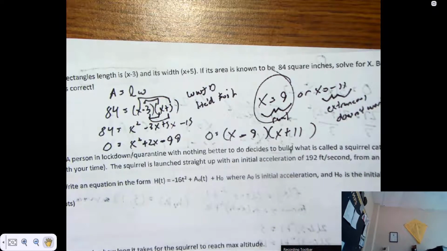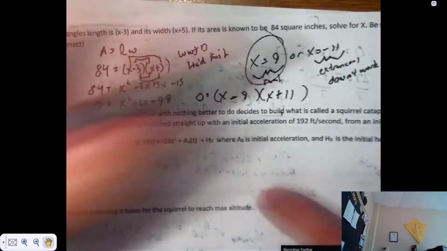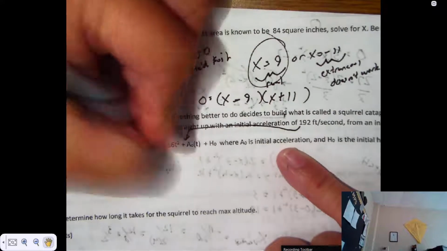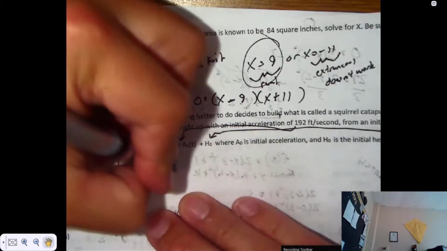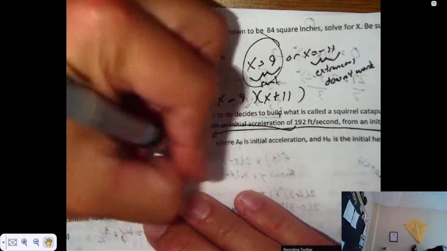All right, 17. Person in lockdown or quarantine with nothing better to do decides to build what's called a squirrel catapult. You should YouTube that. A squirrel is launched straight up with initial velocity of 192 feet per second from initial height of 8 feet. So write an equation. So a sub 0, if you read the text, is initial velocity, and h0 is initial height. So height as a function of time is negative 16t squared plus 192t plus 8.